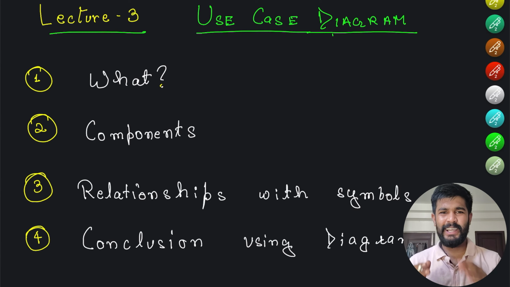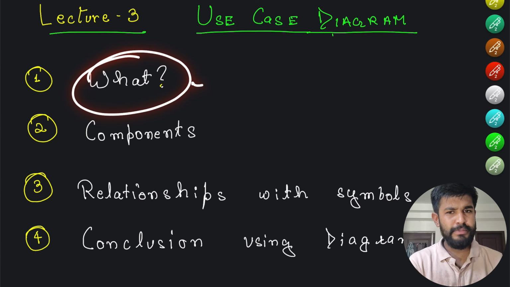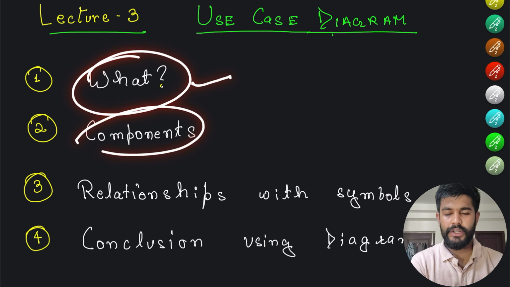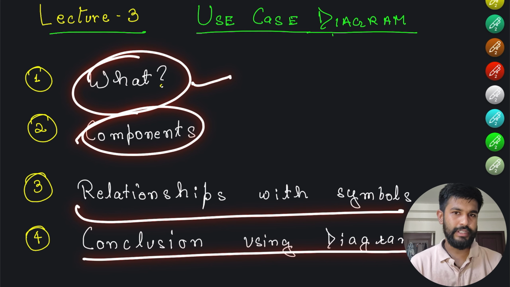Hi, let us clear out the agenda of today. Today we would be learning about what is basically a use case diagram, what are the different components of it, and the relationships with the symbols, and then we would be concluding this diagram.